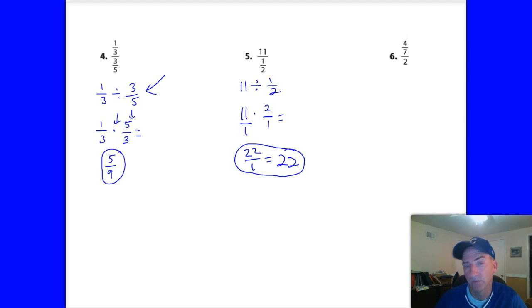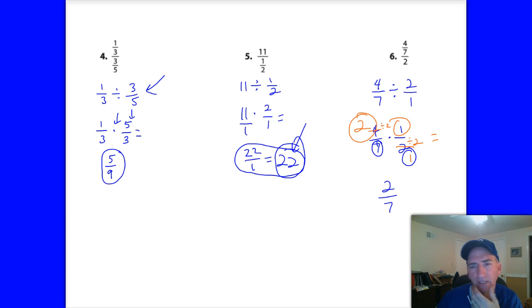And 22, that's what I got. 11 divided by 1/2, and then keep, change, right? 11 over 1 times 2 over 1. 11 times 2 is 22. The best answer really is right there, 22. And one more time, number 6. Pause and come back and see how you're doing.